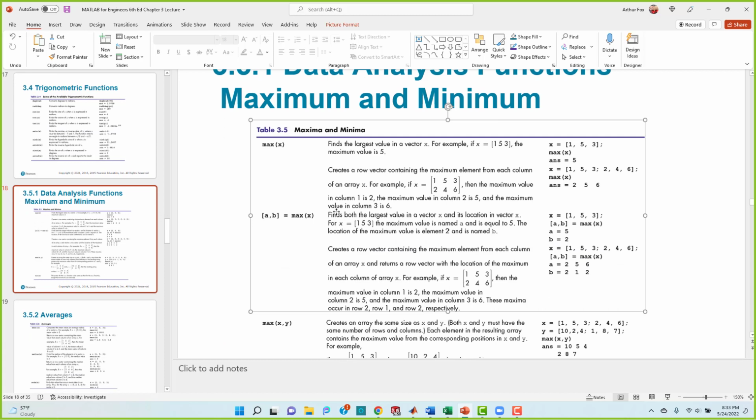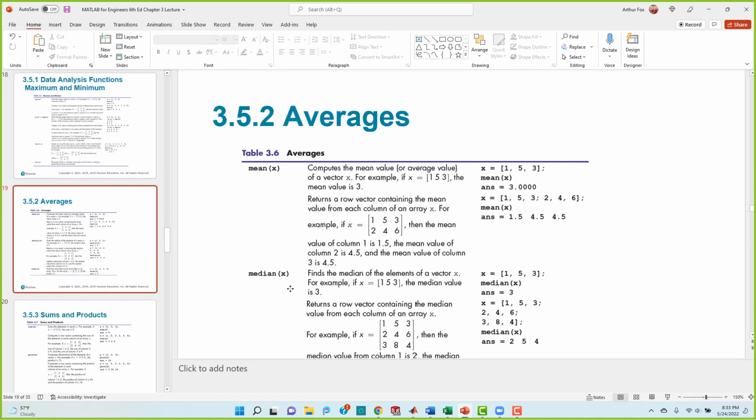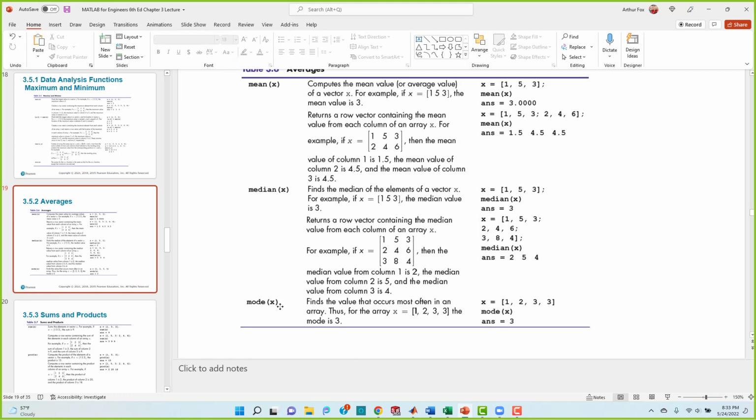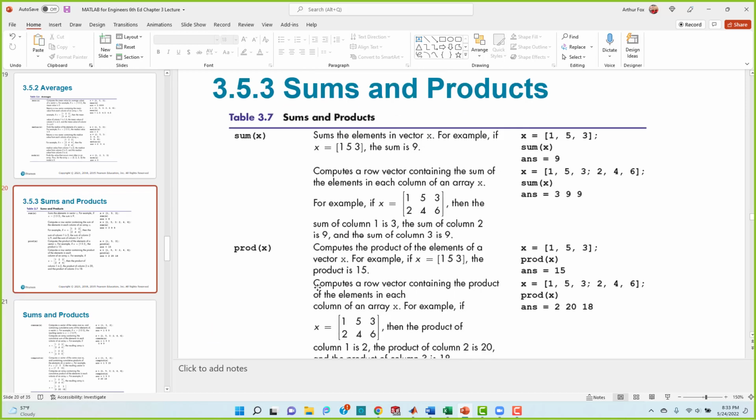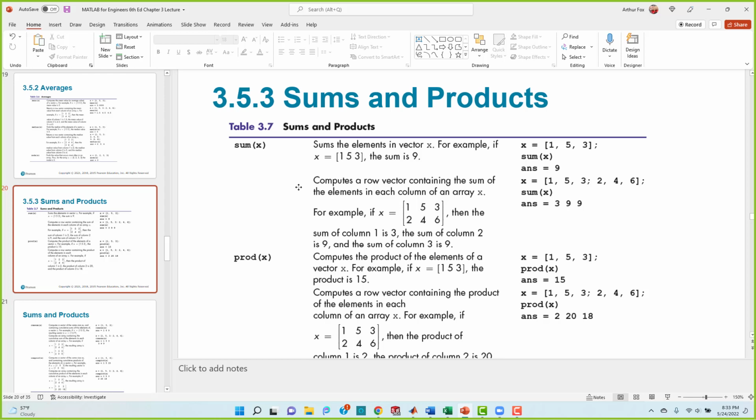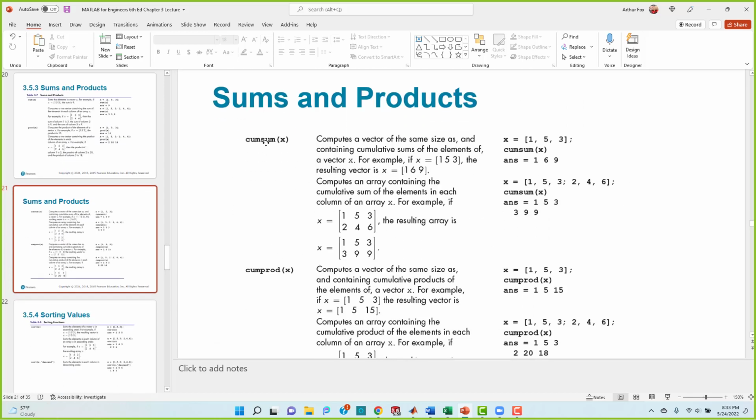So max, and here's the max and min assigned to 2 variables. Mean, median, mode. Median is the middle value. I think you line them all up together and you find the one that's in the middle. The mode is the one that repeats the most within the vector. Sum adds them all up. Product multiplies them all together. Sum is a cumulative addition going down each column.